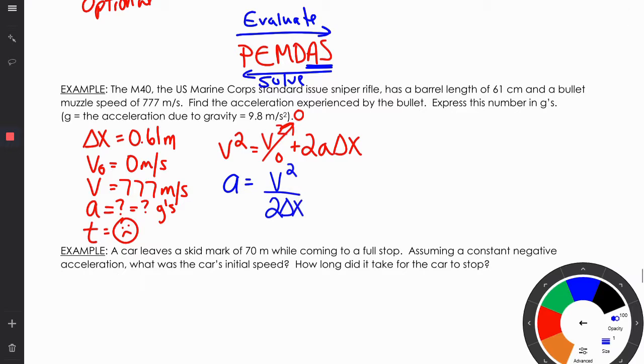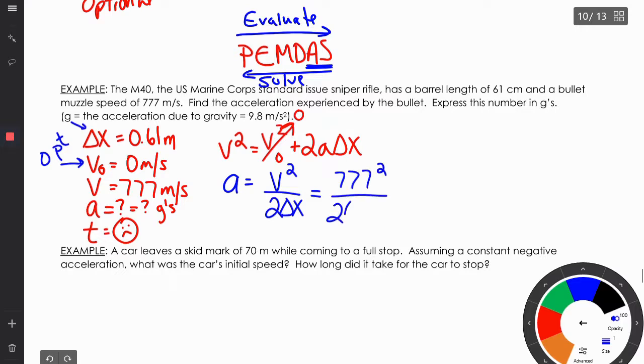It makes sense because we're going to call the starting point where all this happens our 0 point, and so our initial position is also going to be 0. So we're going to accelerate this in the positive direction. So we're going to plug in values: 777 squared over 2 times 0.61.